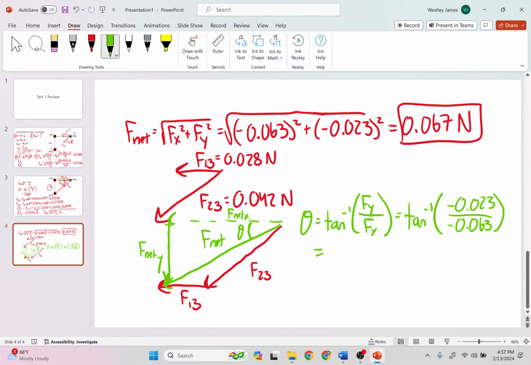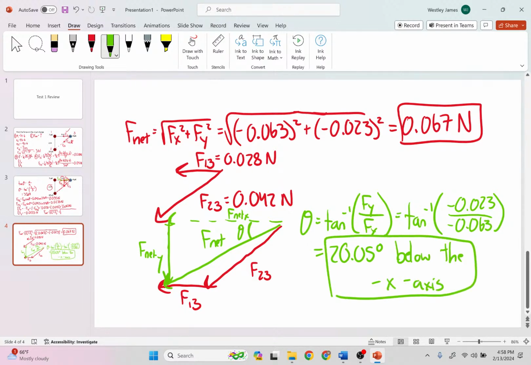And this is the very last step. 0.023 over 0.063, again the negatives cancel, and I find 20.05 degrees below the negative x-axis. I figured out how big the arrow is. Now I know which way it's pointed. It is pointed 20.05 degrees below the negative x-axis. Negative x-axis points to the left, that's what I'd say.